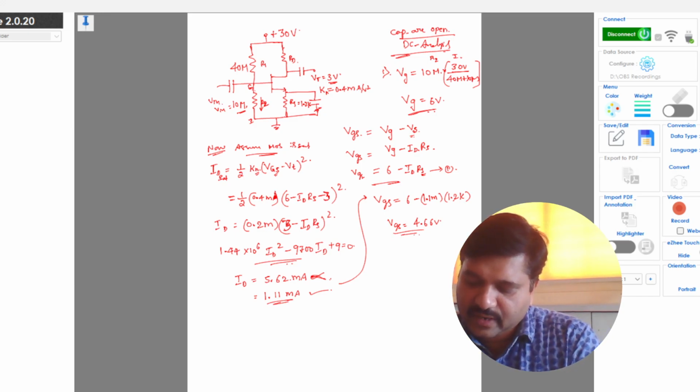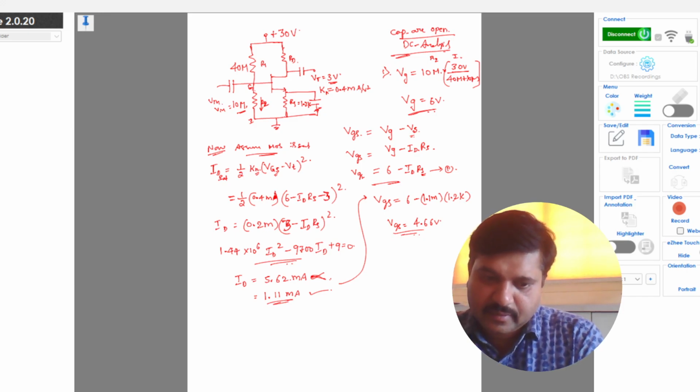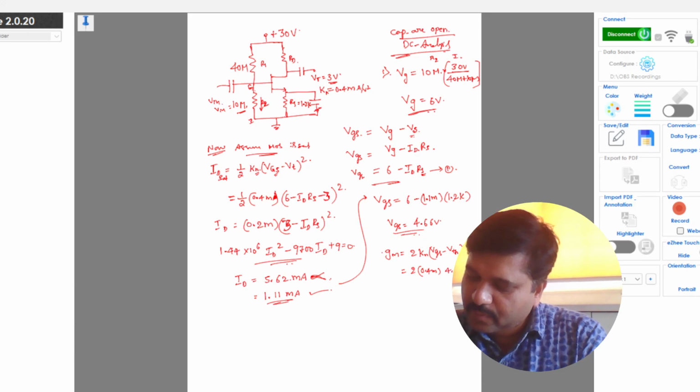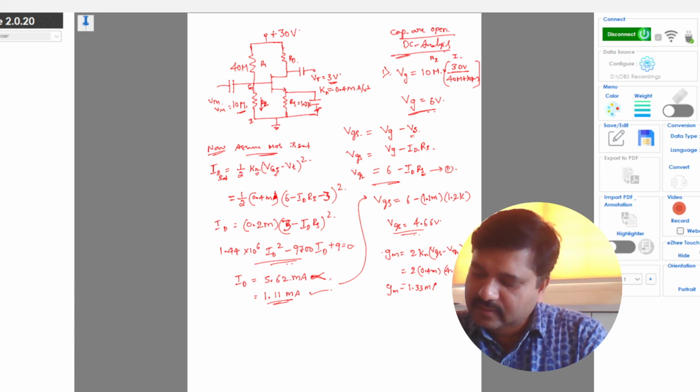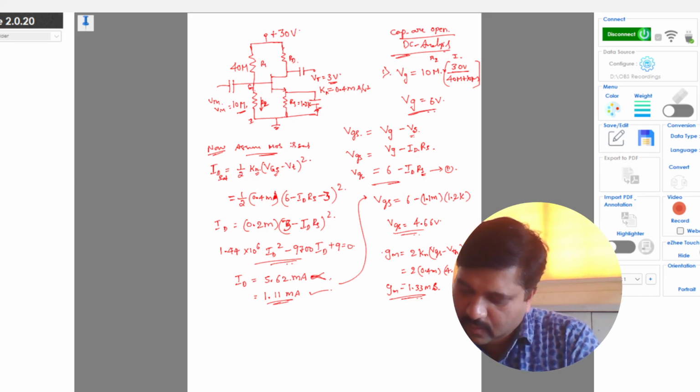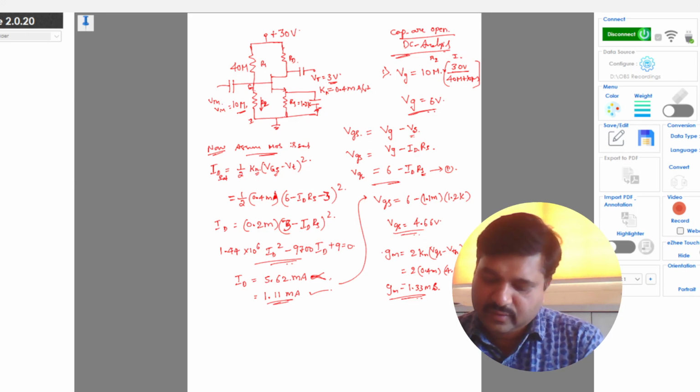Once you get VGS, you can find out gm. gm is nothing but 2 Kn into (VGS minus VT). So it is 2 into 0.4 milli into (4.66 minus 3). On solving this, you will get gm as 1.33 millisiemens. Once you get gm and VGS, you can do the AC analysis.